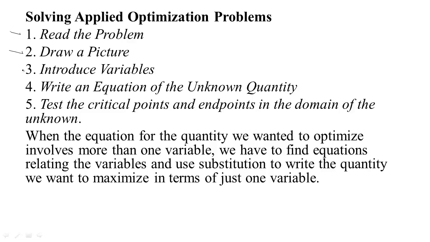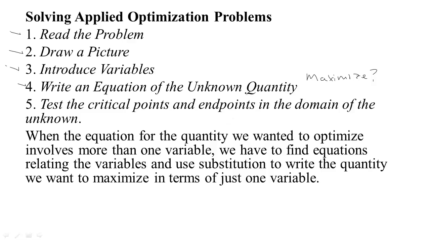You're trying to find the optimal choice here. So introduce variables to represent the things that you don't know, and try to write an equation of the unknown quantity, in particular the quantity you want to maximize. So ask yourself, what is it that I'm optimizing? Look for words that say best or shortest or longest. That will help you know what you're trying to optimize.